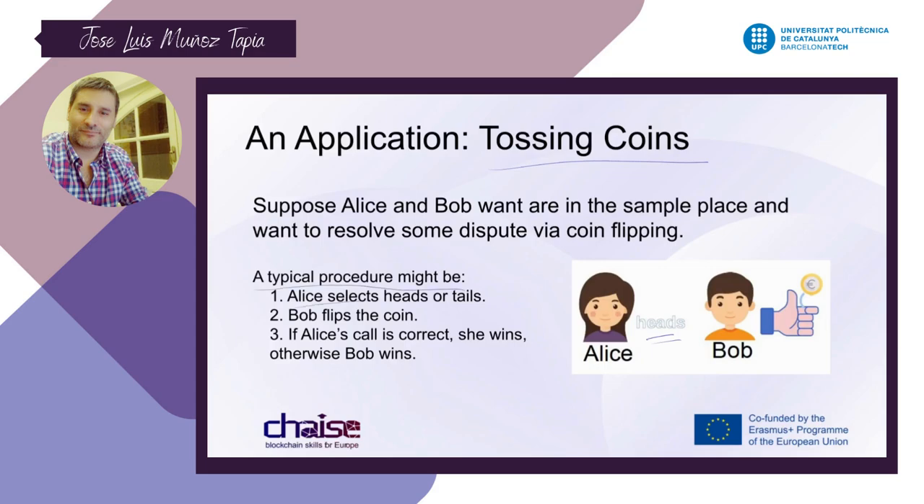Alice selects heads or tails, and then the other one, Bob, typically flips the coin, and then we see the result. Alice and Bob both see the result, and the winner is decided without any problem.